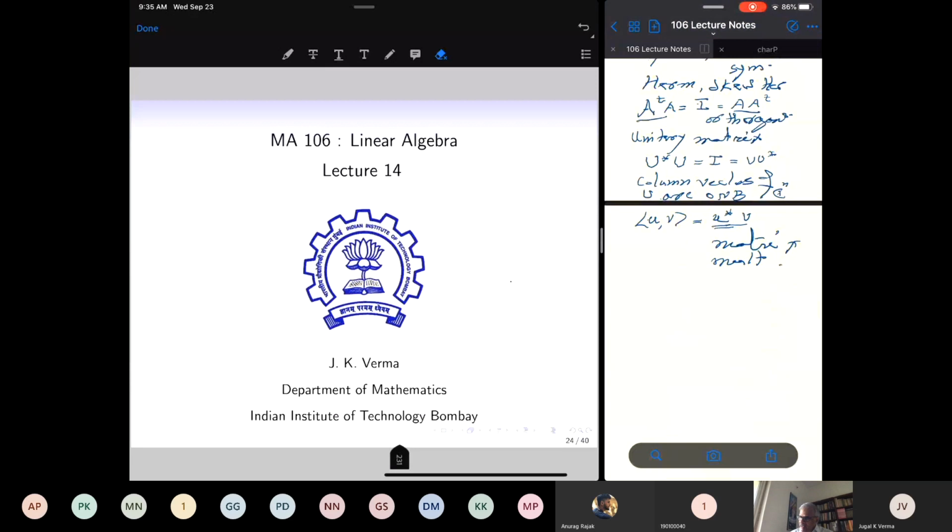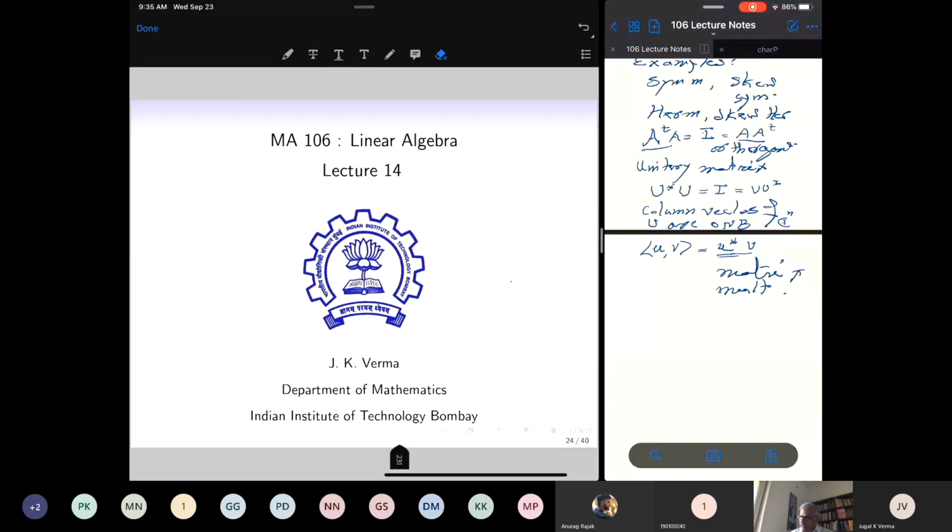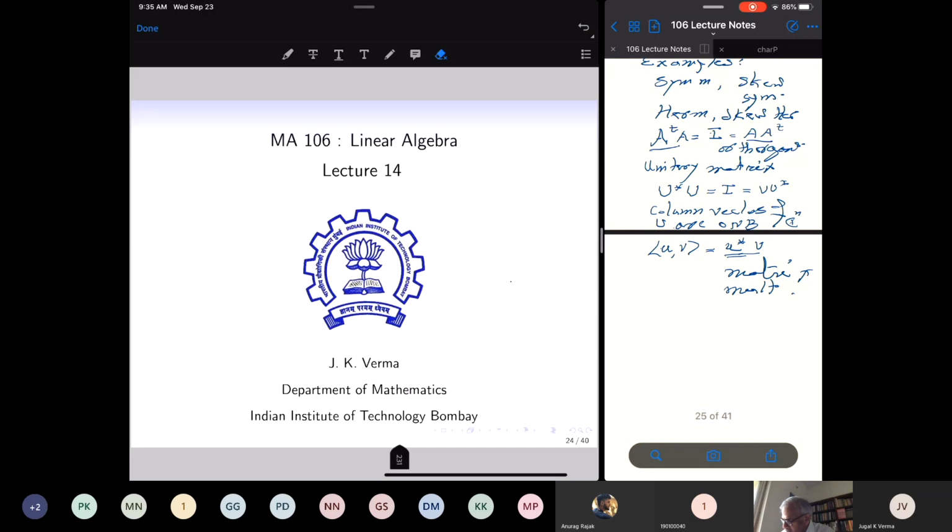Okay, so unitary matrices, orthogonal matrices, Hermitian matrices, skew Hermitian matrices, symmetric, skew symmetric, they are all examples of normal matrices because A and A star commute with each other. And we are going to prove the spectral theorem for normal matrices also.